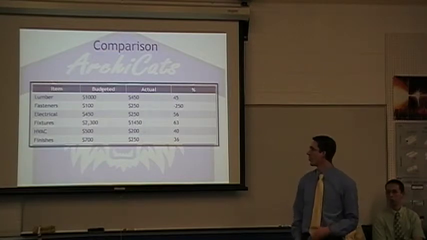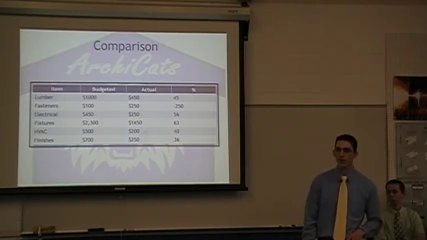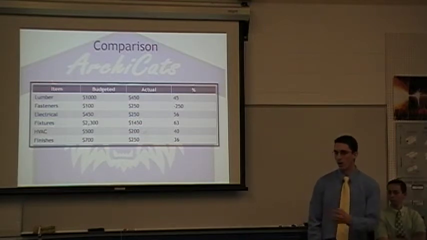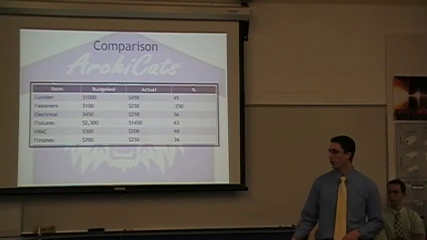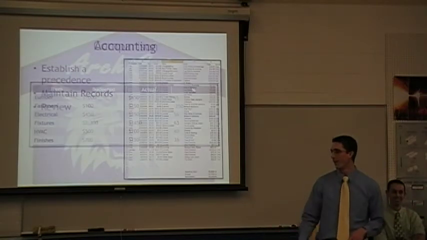We consumed 56% of our electrical budget, 63% of our fixtures. Our heating and cooling and insulation, we consumed 40% of our budget and 36% of our budget as far as finishes go. So what all this led to was that we had a surplus at the end of about $2,500 from our original budget. Sorry, Andy, we spent all your money first, so we don't get any of it back.